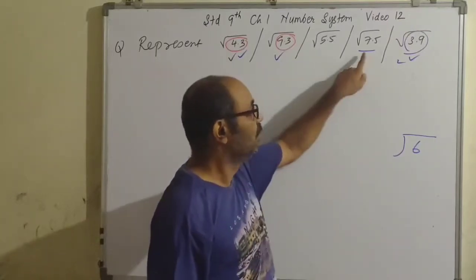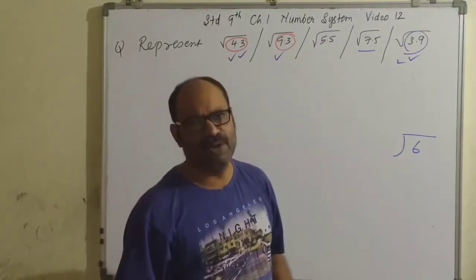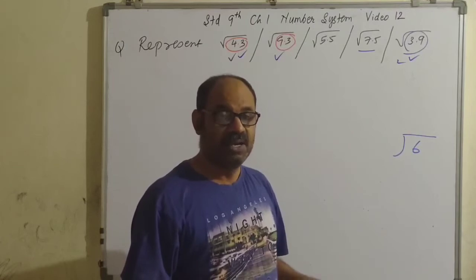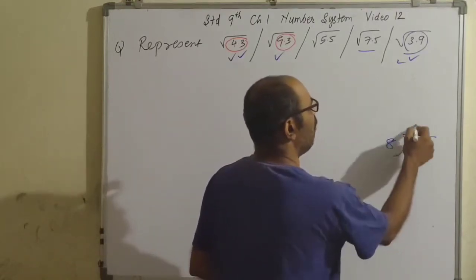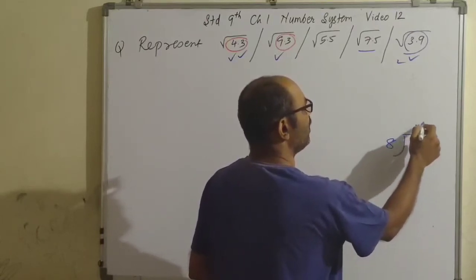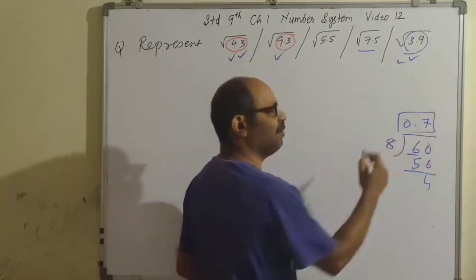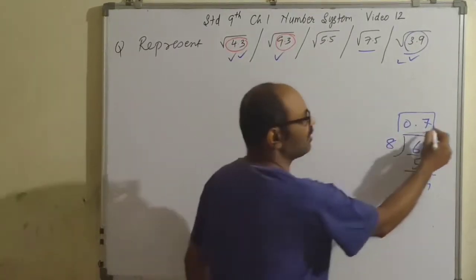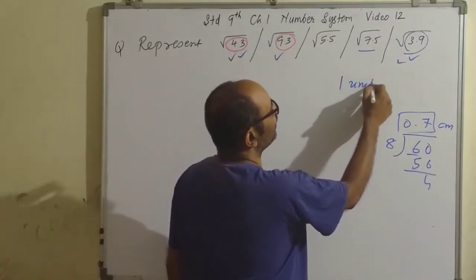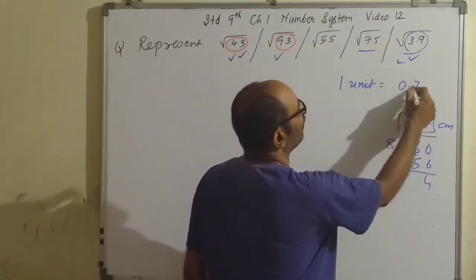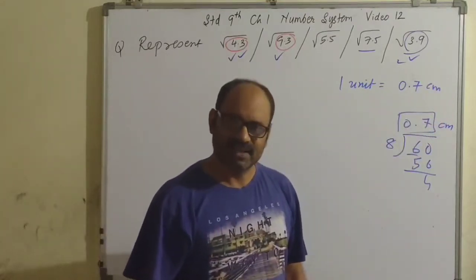Okay? Let's see. 7.5 is close to 7 or close to 8. Yeah, exactly in the middle. So either you take 8 or 7. Let's take 8. 0.0. 8 7s are 56. That's it. You have to take one decimal place. So the answer you got is in centimeter. And what is the scale? 1 unit is equal to 0.7 centimeter. 0.7 centimeter. Is that clear?